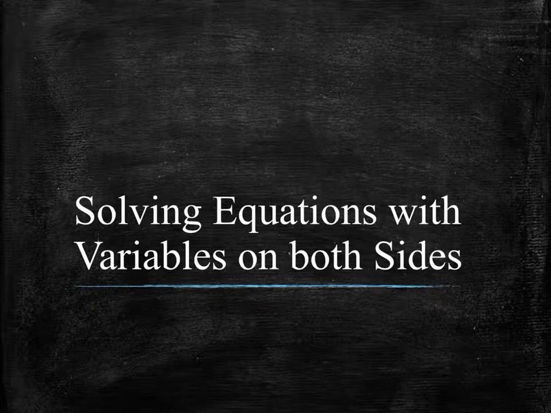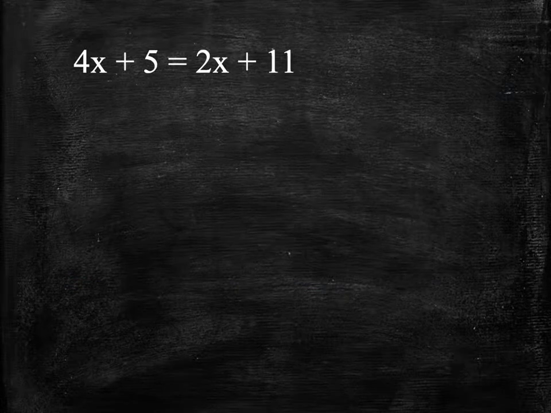Alright, we're going to work on solving more equations. This time we're going to have variables on both sides of the equal sign. So it's going to look something like this. 4x plus 5 equals 2x plus 11. Now, if we would take out this 2x, it would again look like a two-step equation. But we have it there, so what do we do with it?